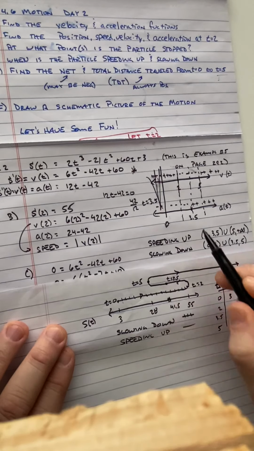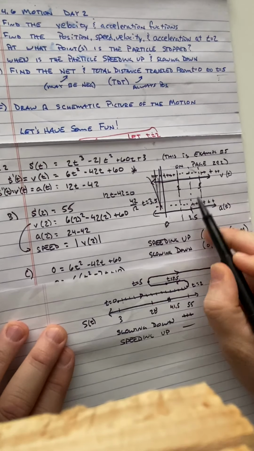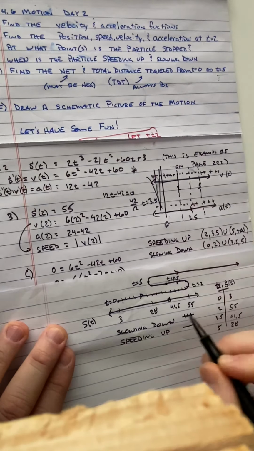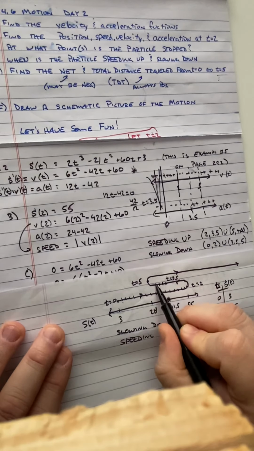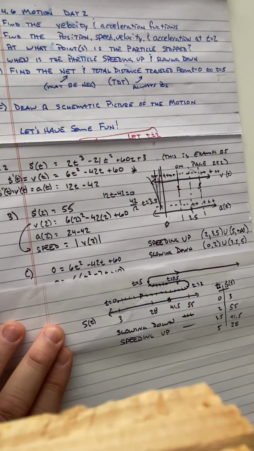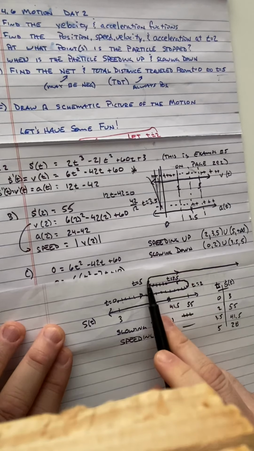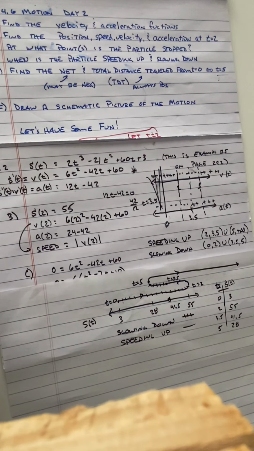When you get to 3.5 and beyond, that's where the signs for the velocity and acceleration are different, so it's slowing down. Then it stops and changes directions and goes the other way. That's all there is to it, guys.